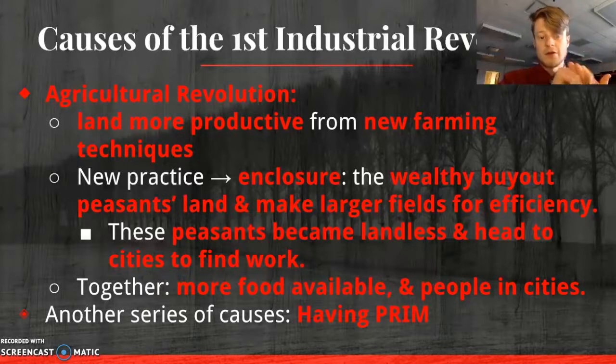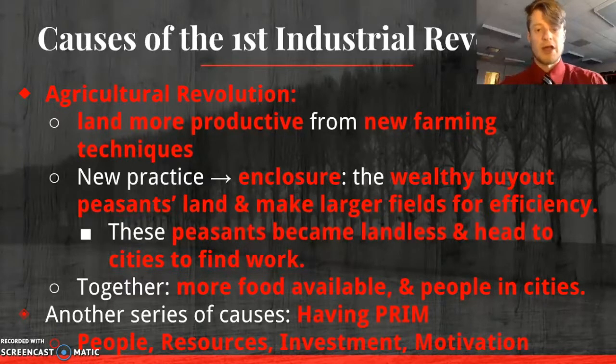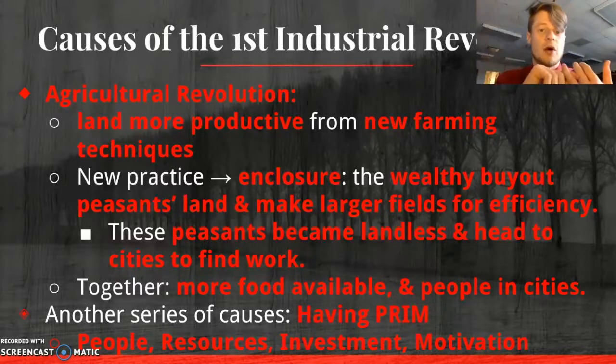And then let's also discuss another series of causes, which we can call just by the acronym PRIM. PRIM is really having four things possible in order for industry to work. You have to have people, you have to have labor in order to do the job. You have to have access to resources, which either means that you have rivers nearby to transport things or literally the raw materials to make things. You have to have investment. People have to pay and build factories. And last but not least, you have to have people who are motivated or who feel that they have a sense of entrepreneurship to go on and actually have a reason to industrialize.